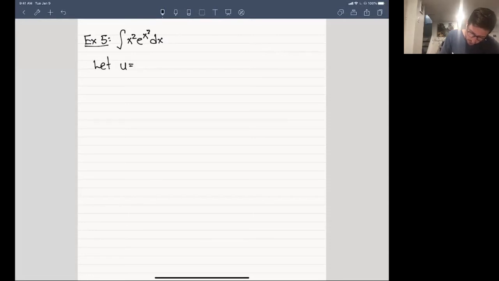Let u is equal to x cubed. This tells me that du is equal to 3x squared dx. This isn't bad, right? I have an x squared, I have a dx. The 3, we know how to deal with this. I can just rearrange this. I can say 1/3 du is equal to x squared dx. And so everybody is accounted for. Everybody's taken care of.